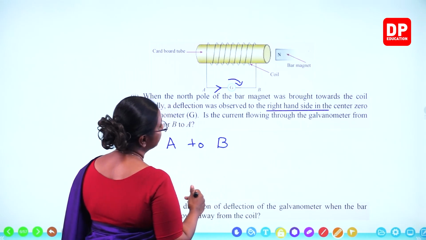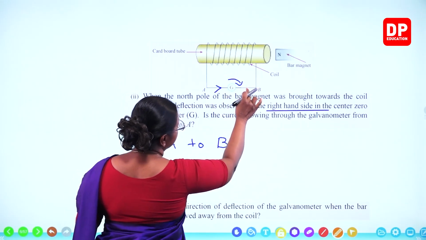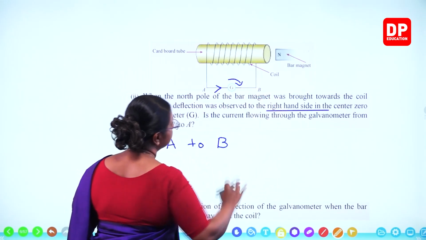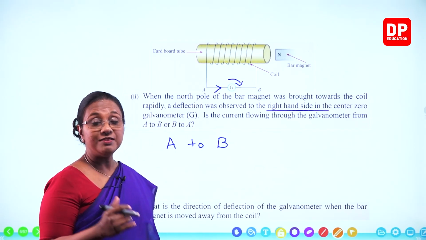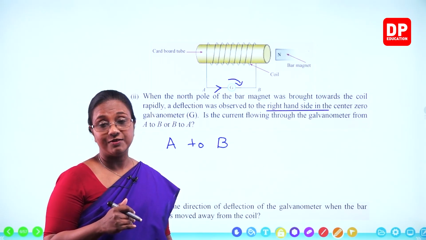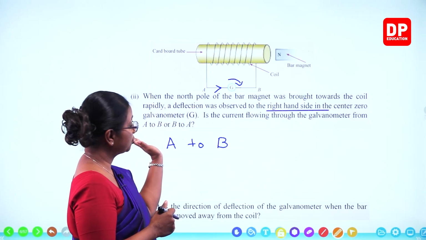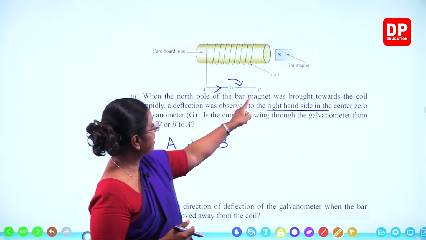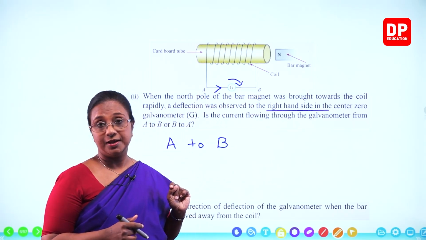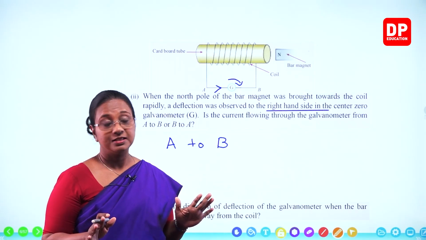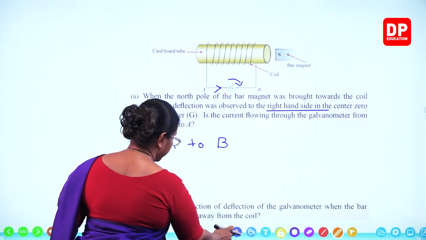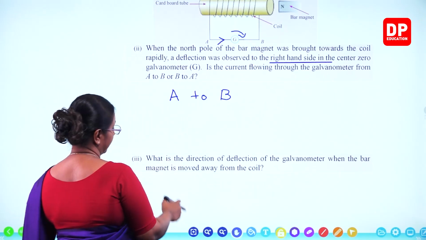Galvanometer deflects towards the right. So, this is the deflection. That means the current is flowing this way. That is why we use the center zero galvanometer. If the deflection is towards the left, that means current flows from B to A. Is that clear? So, then, if we look at the next question.